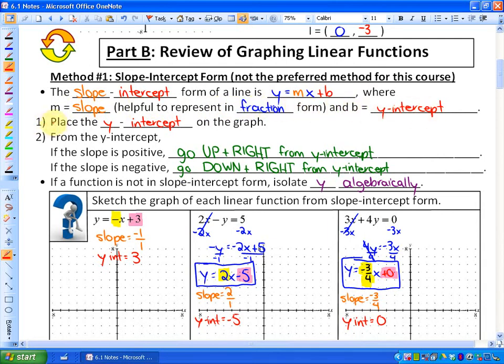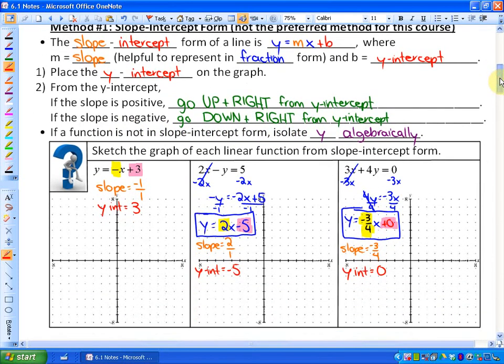And here's how we graph them. First of all, we place the y-intercept on the graph, and then from the y-intercept, if the slope is a positive fraction, go up and right, and if the slope is negative, we go down and right. So positive slopes are up and right, negative slopes are down and right. And lastly, if the function is not yet in slope-intercept form, you need to isolate y algebraically, and I've done some of that work already.